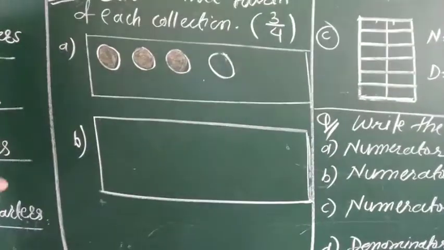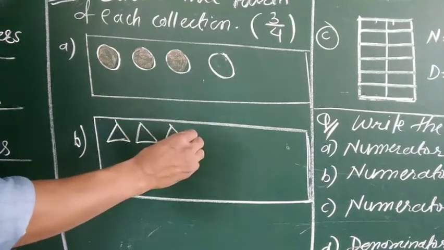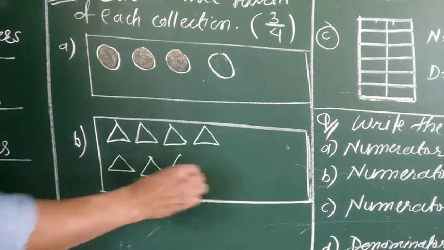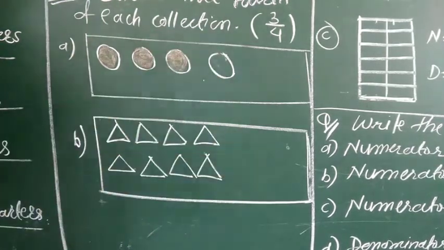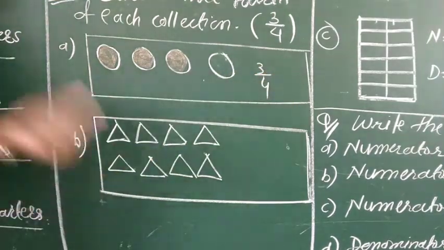Now number B, see it, another collection. 1, 2, 3, 4, 5, 6, 7, 8. Okay. Here we can write it is 3/4. Now here 8 are there.